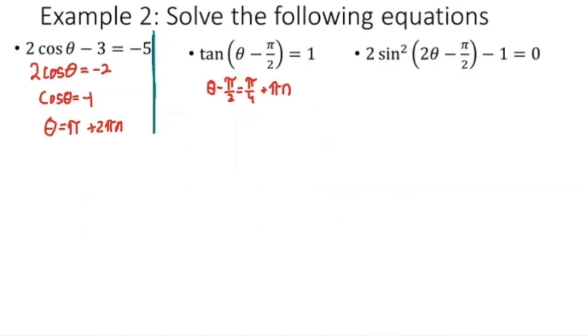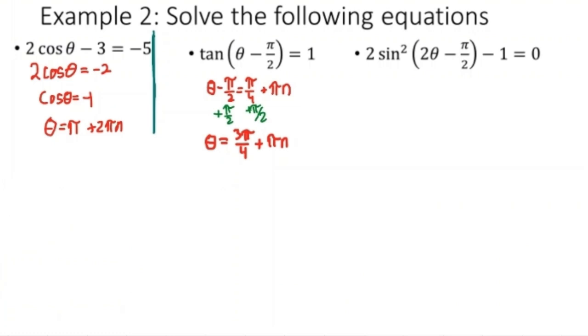But keep in mind, this is only the value of theta minus pi over 2. We still need to solve for theta. To solve for theta, you would have to add pi over 2 to both sides. And when we do, pi over 4 plus pi over 2 would be 3 pi over 4. So theta would equal 3 pi over 4 plus pi n.